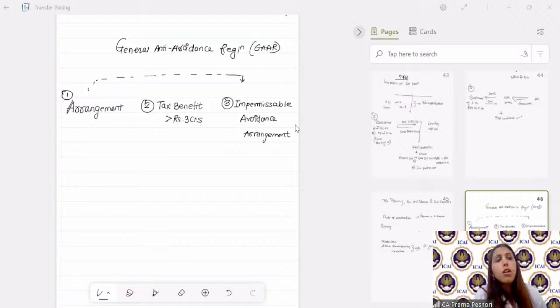Or for that matter, let's take another example. Say the assessee starts a new SEZ unit, but it does so by restructuring its earlier operation. For that also we have a SAR, that restructuring is not allowed. But if SAR is not able to deal with it, we can still invoke GAR. So GAR and SAR can coexist. Is that clear? Now, what is the meaning of impermissible avoidance arrangement?